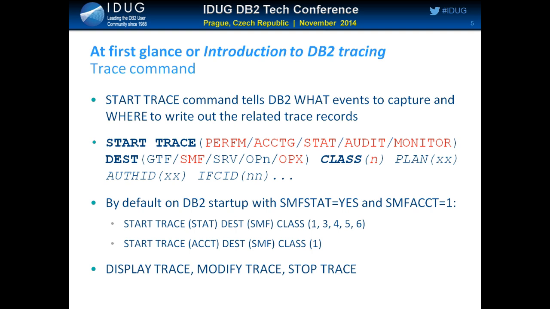Out of the box, Db2 starts by default the accounting and the statistics traces. These are the statistics classes 1, 3, 4, 5, 6, and for accounting just class 1. And as with any command in Db2, you can always display the status, or you can modify, or you can even stop that.